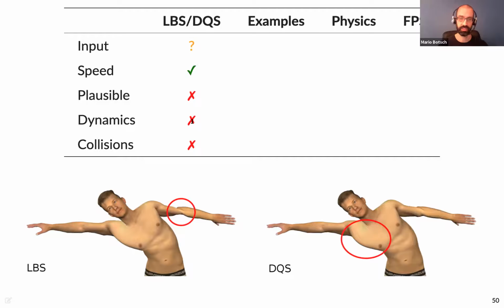And you don't have secondary dynamics. Like if you jump up and down, your belly chuckles or jiggles, this you don't get. And you cannot resolve collisions. So if the hand touches the belly, it might penetrate, which is also not physically realistic, not plausible.